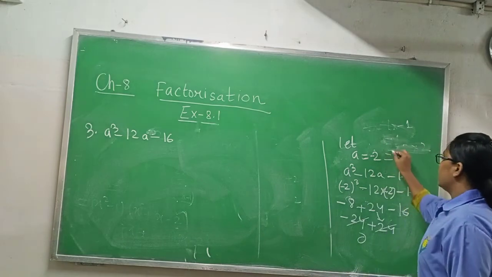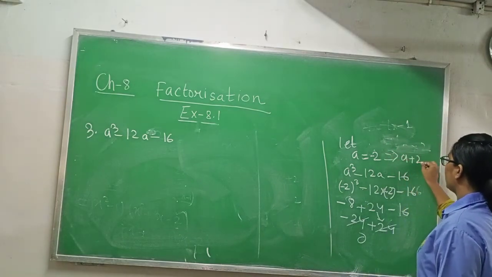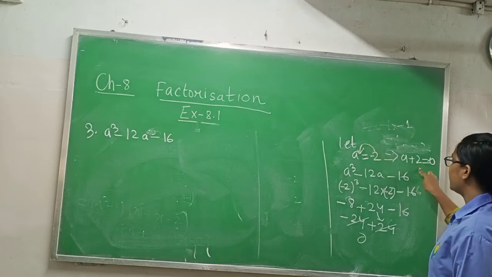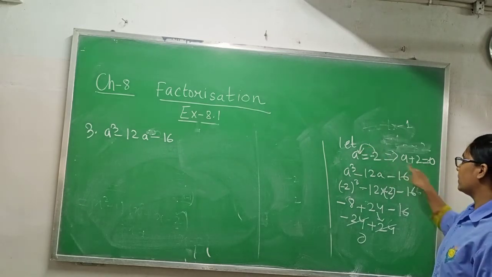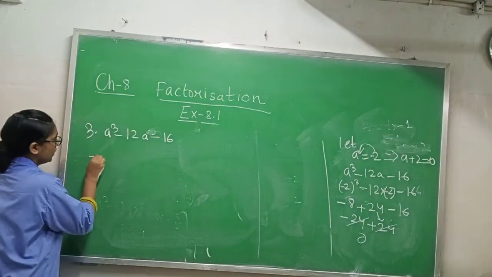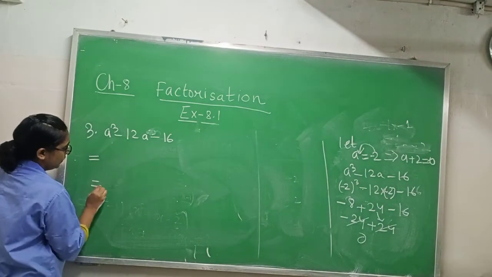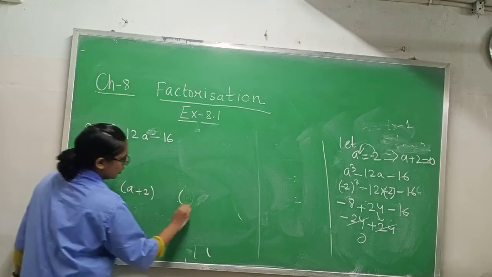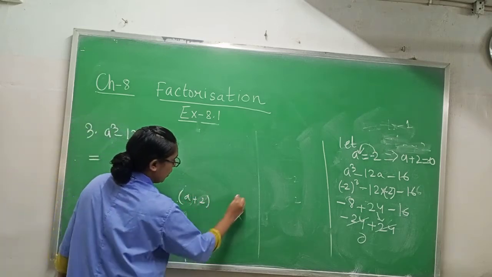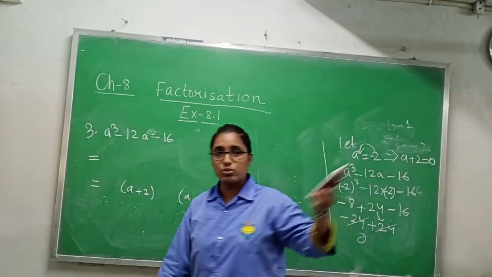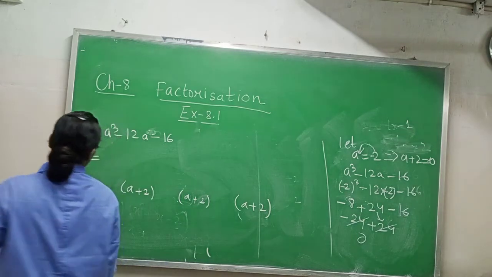So what you will do here, you will take a plus 2 equals to 0. Means this minus 2 will go to that side, it will become plus 2, and here in RHS you have nothing, means a plus 2 equals to 0. Now you will leave one line and you will write a plus 2, 3 times. a plus 2, how many times? 3 times. Why? Because we are getting a plus 2 equals to 0. So a plus 2 you will write 3 times.